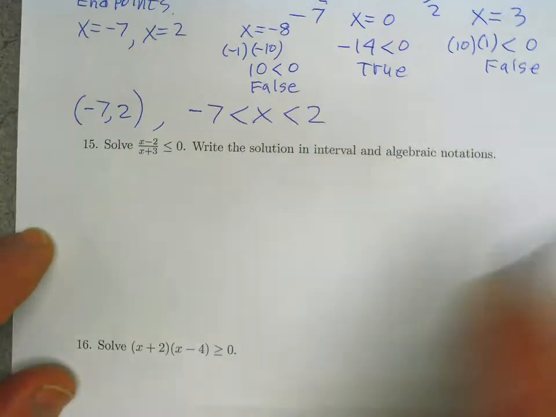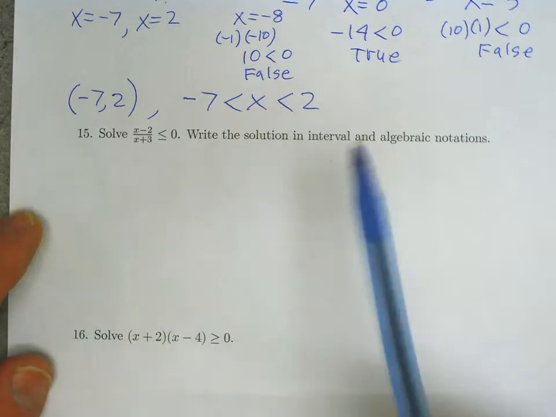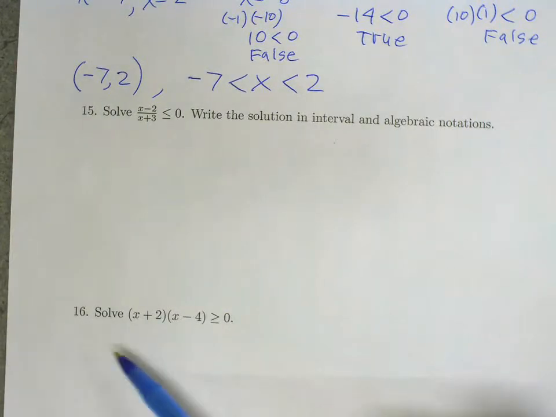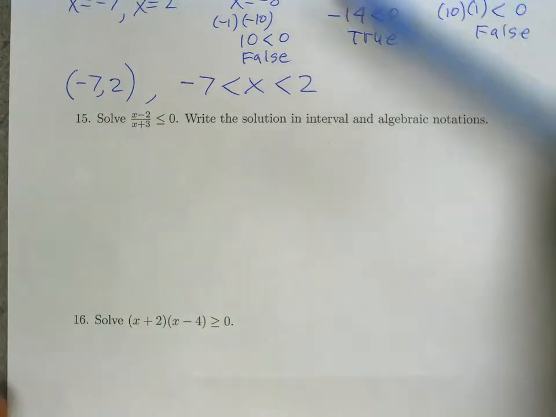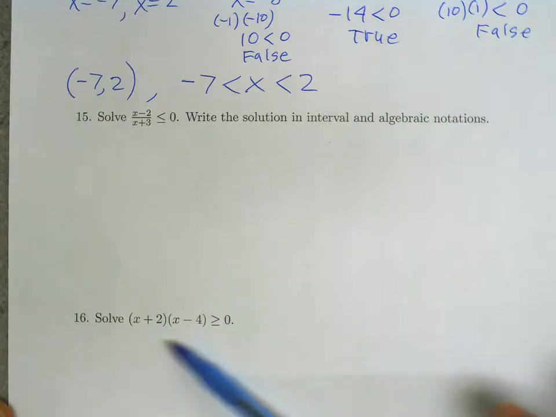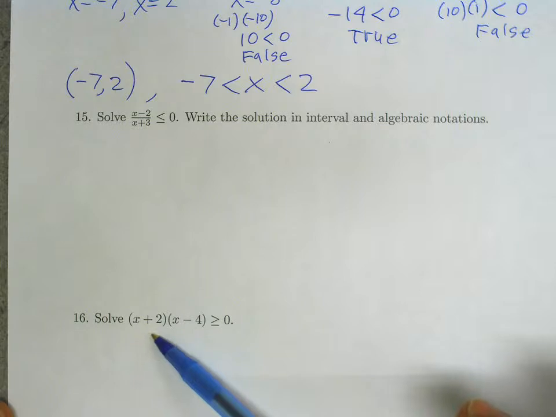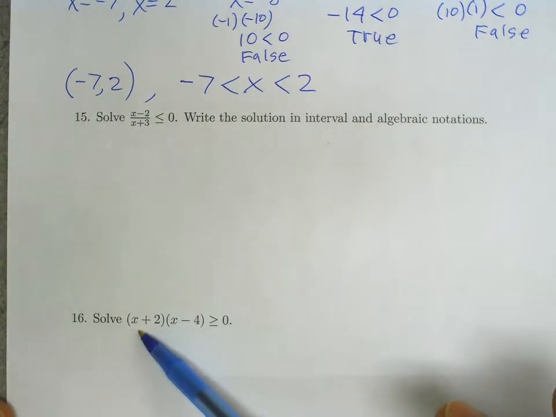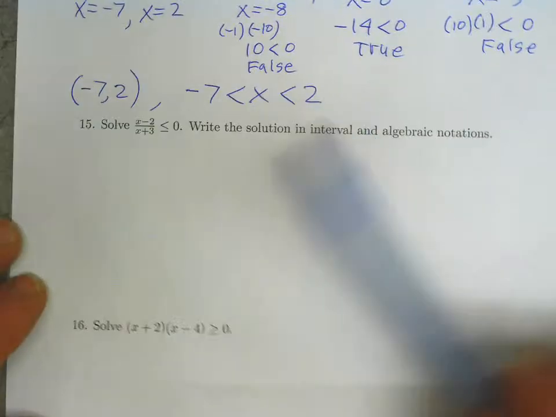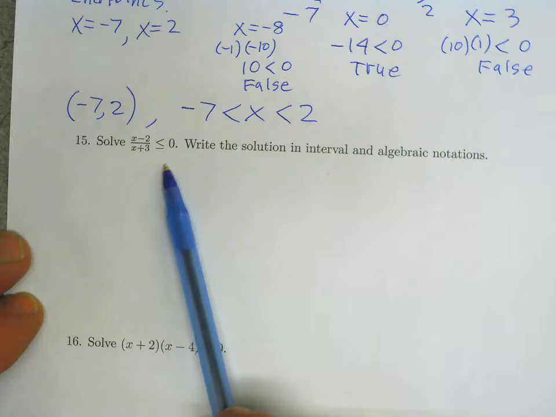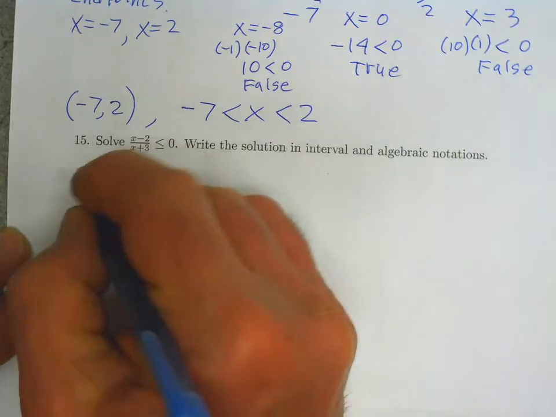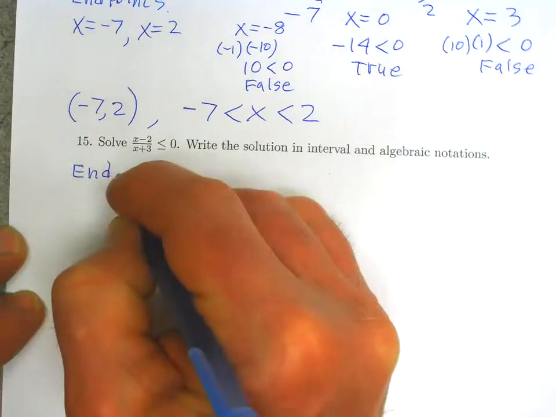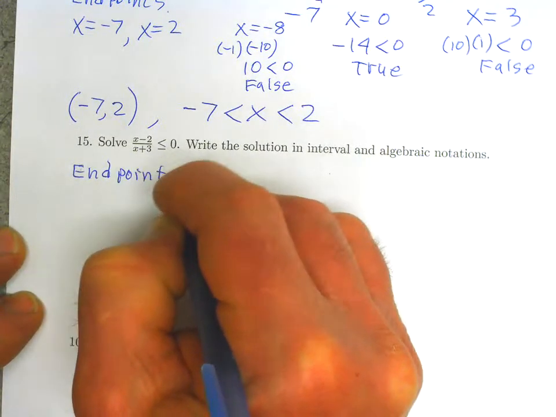Okay, let's at least get started on this one. Number 16 is the same kind of inequality as number 14 up there. And it's already factored for you, so you can identify the endpoints, -2 and 4. And this one is not so bad either. This is a rational inequality. One side is 0, and we can easily identify the endpoints.